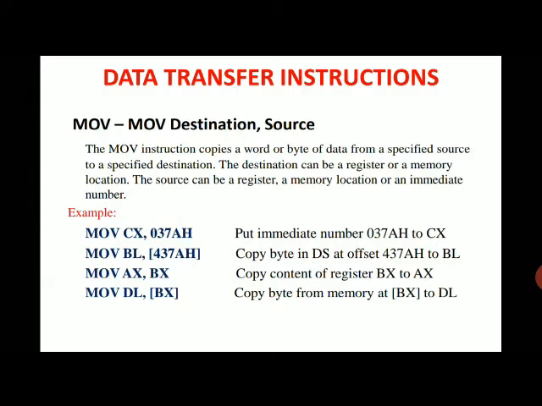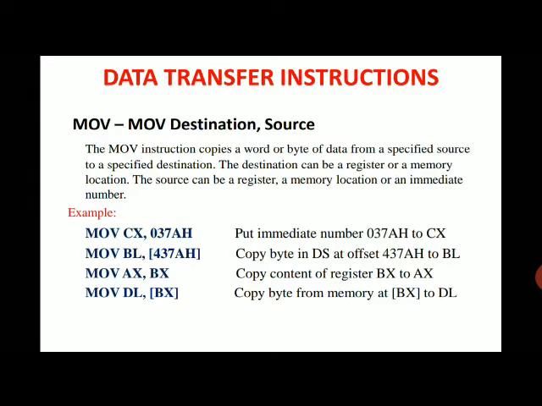See the example, first one, MOV CX, 037AH. Here 037A is an immediate number, that is 16-bit data. It is moved into CX register. It is also a 16-bit register. So here the immediate data is moved into CX register.